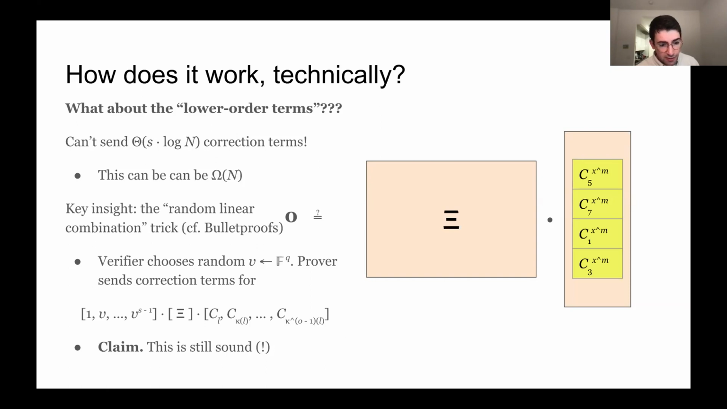So I claim this is still sound. You have to be careful with this because if the prover sees X too early, X is the last challenge, you have problems. So the prover needs to commit to the polynomials, then get V, then send the correction terms, and then get X. So you actually have a 5-round protocol instead of a 3-round protocol. And interestingly, the communication you get is the same as one out of many proofs, literally no bigger, which is pretty cool.